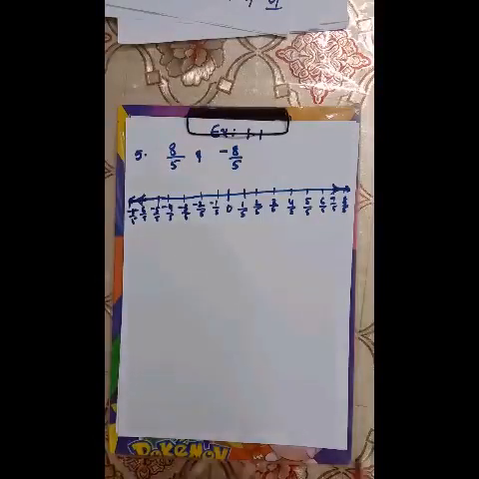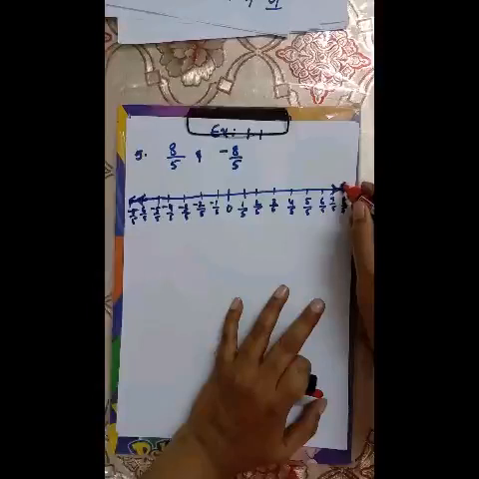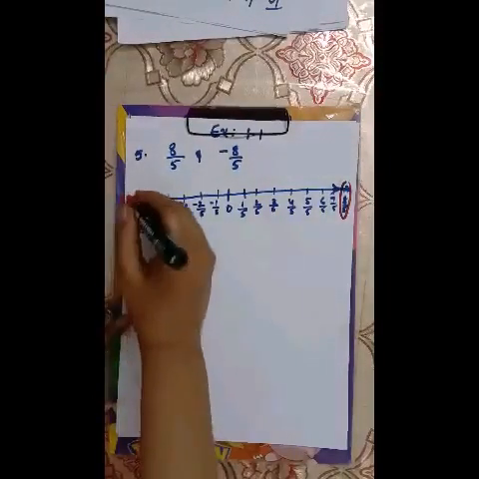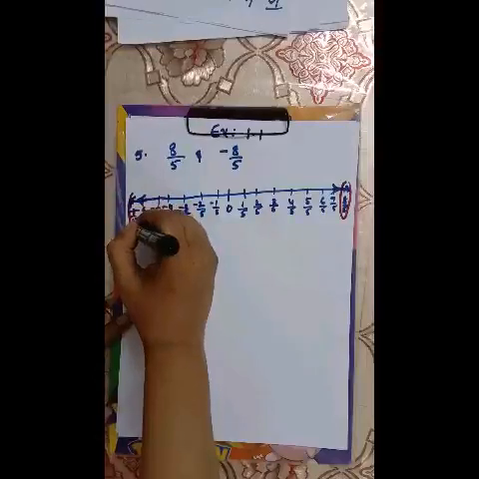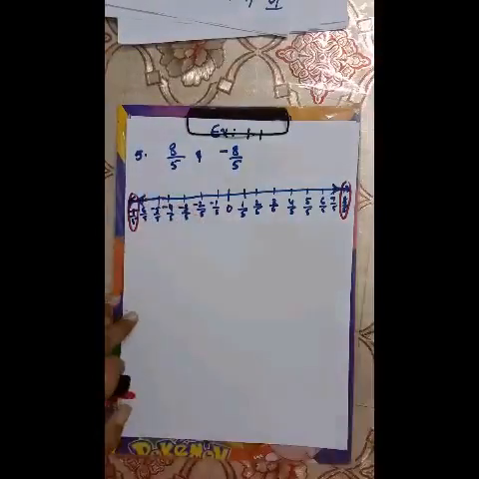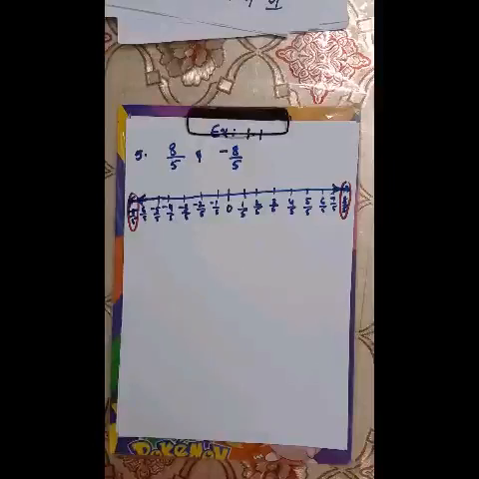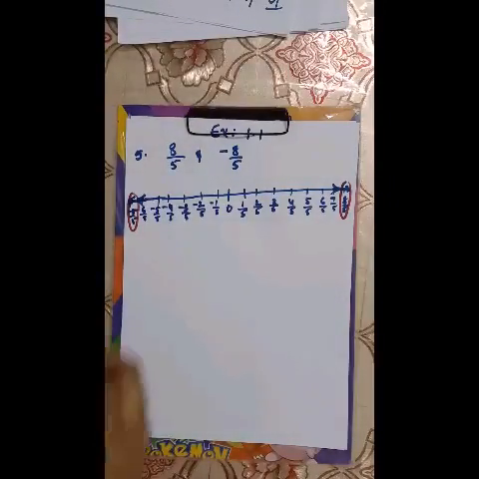Just highlight this. This is plus 8 by 5 and this is minus 8 by 5. That's it. Represent 8 by 5 and minus 8 by 5 on the number line. That's it you are going to do. Now let's move to the next question.